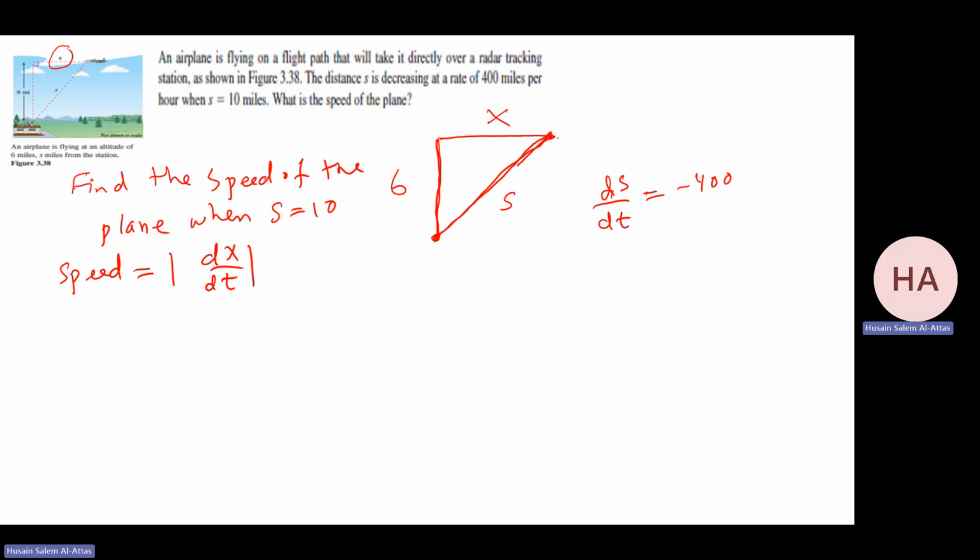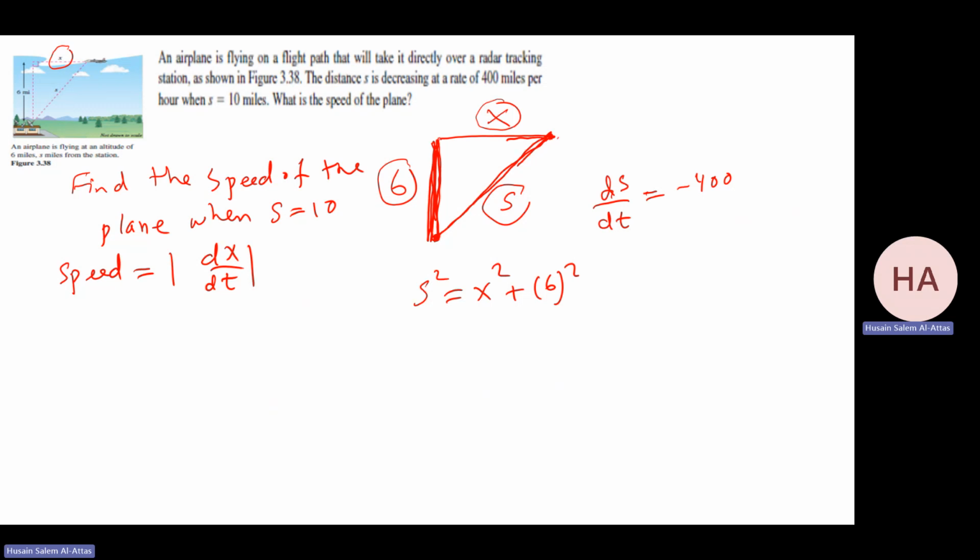I need, for the Pythagorean theorem, s squared is x squared plus 6 squared. Note this one, there is a relative change here. This one is fixed. This one, there is the change. As the airplane is going, there is a change for x and s, so I'll leave it x and s. This one is fixed, so I'll keep it as a number. It will not be changed.